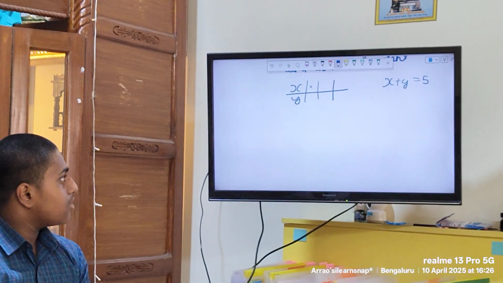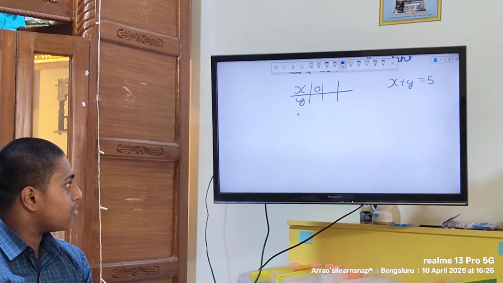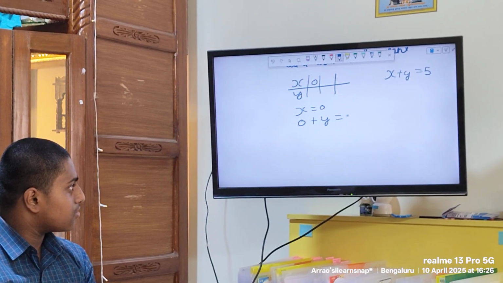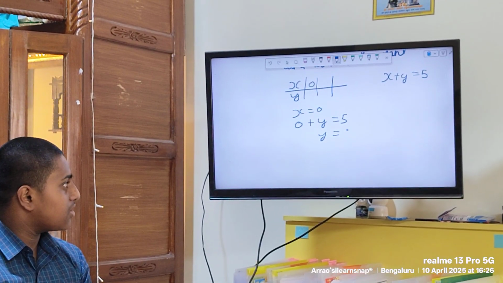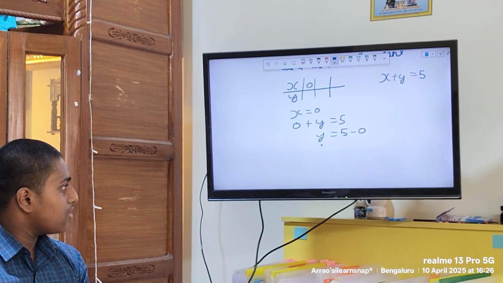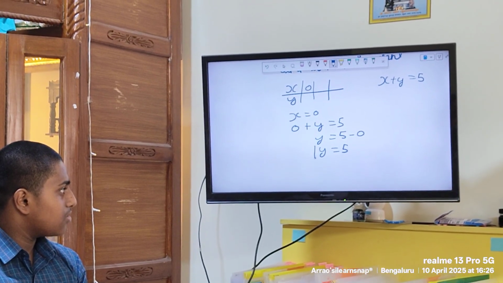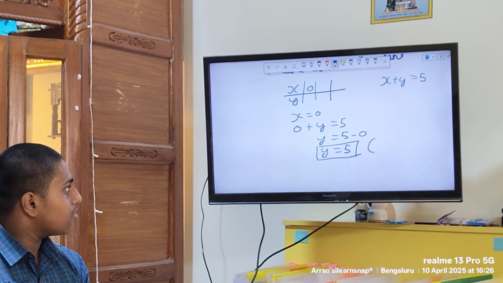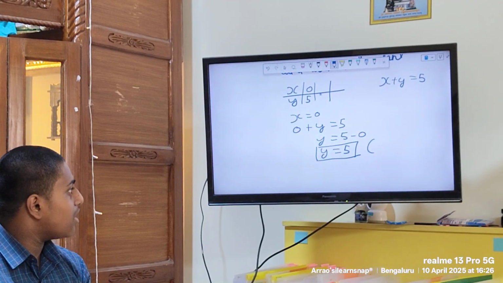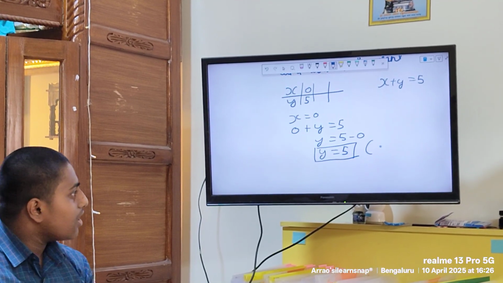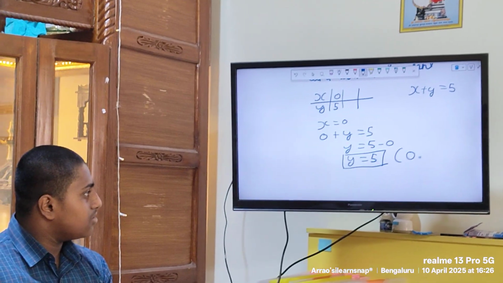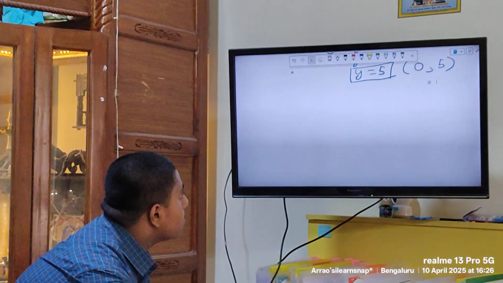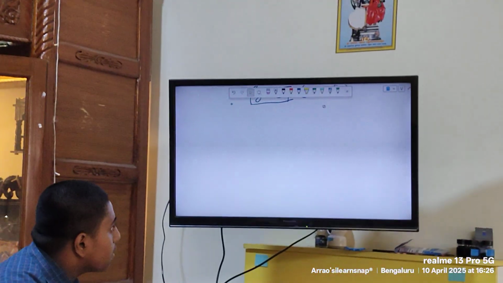Now I'll take x as 0. So x is equal to 0, 0 plus y is equal to 5. And 0 comes to this side and becomes minus 0. And y is equal to 5. So we got the first coordinate, 0 comma 5.